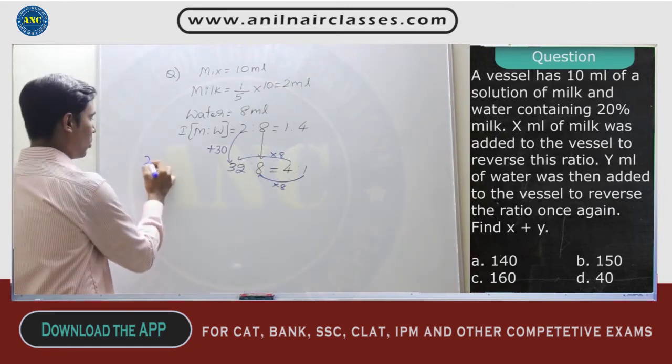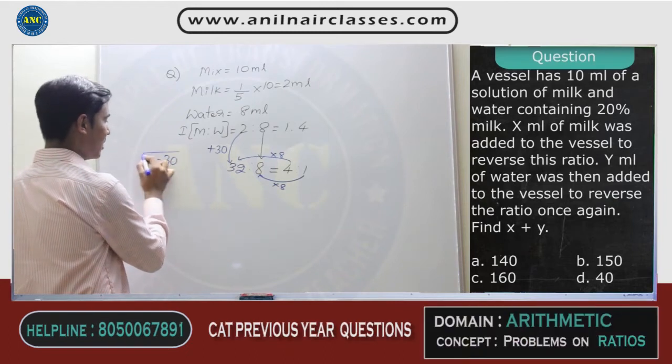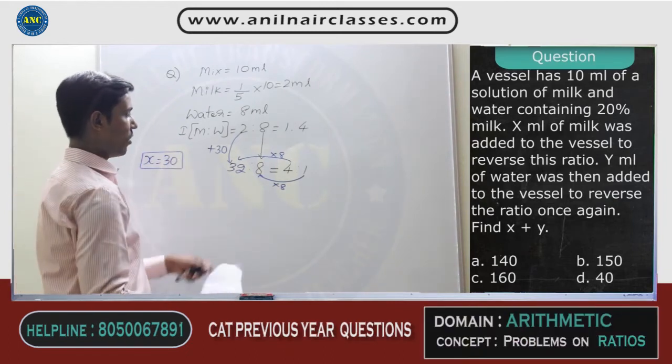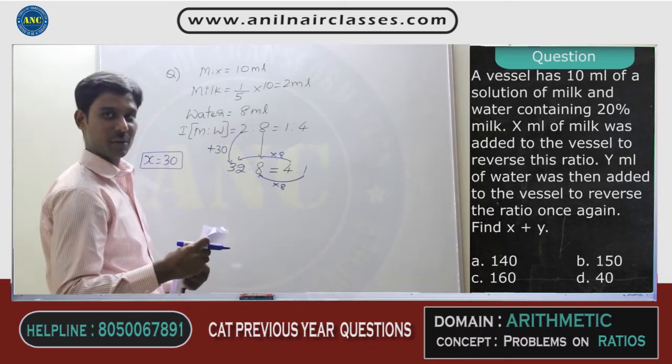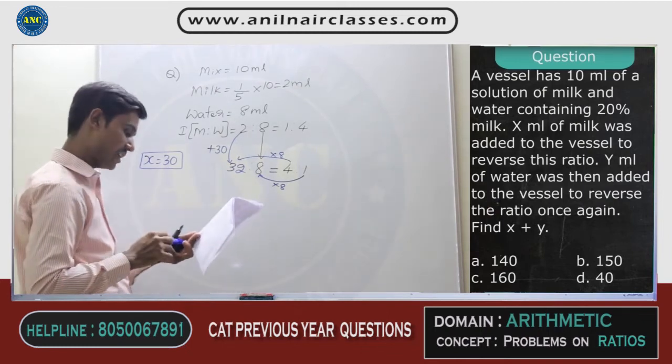That means X value is nothing but 30, right? The question says X ml of milk is added. We found out that X ml of milk added is nothing but 30 ml of milk is added, right? Now continue the question, sir.